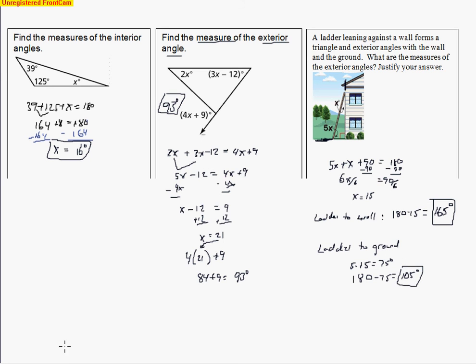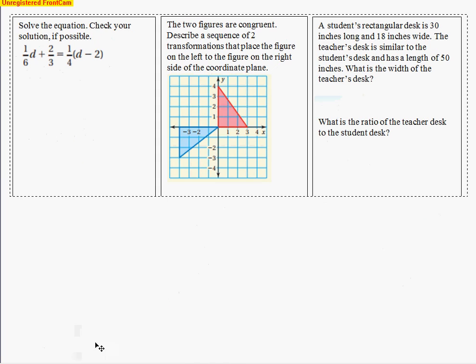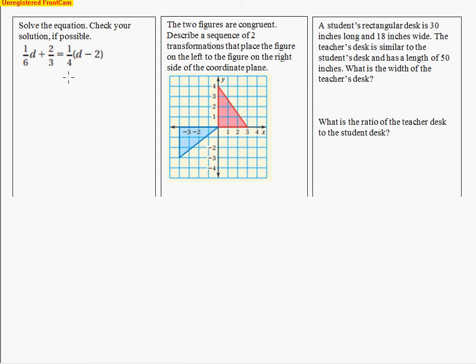So let's take a look at the next few problems, and here we are trying to solve the equations. So I've got 1/6 d plus 2/3, and then I've got equals, and I'm going to do 1/4 d minus 1/2. Now I got the 1/2 because I did 1/4 times d is 1/4 d. 1/4 of 2, so that's like 1/4 times by 2. So think of 2 over 1, and I've got a little bit of reducing I could do there. So that's where I'm getting 1/2 from.